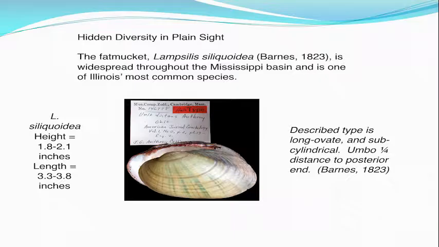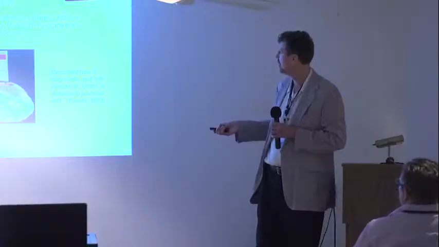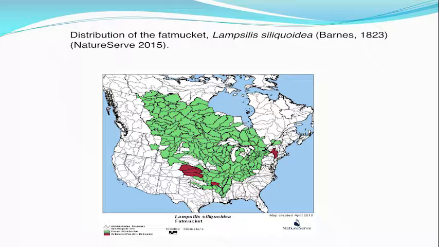Here's a picture of the type specimen from the Museum of Comparative Zoology. Here's a description of its height to length, and a description from Barnes in 1823 when the species was described. Here's the distribution from NatureServe of Lampsilis siliquoidea, widely distributed. These red areas are where it's thought it may be extirpated, but for the most part, it seems to be doing well.